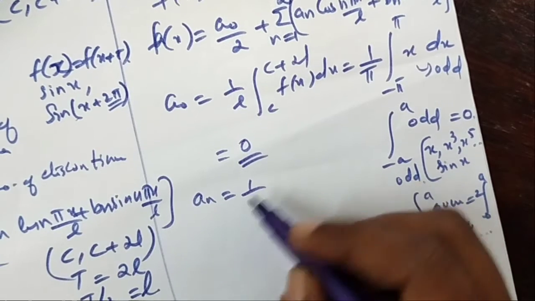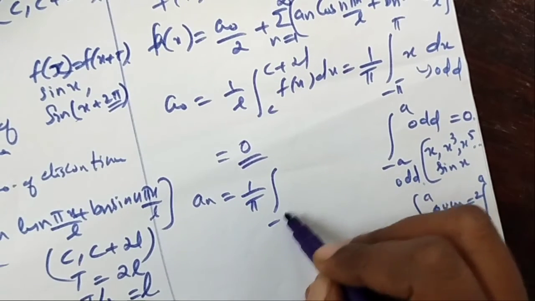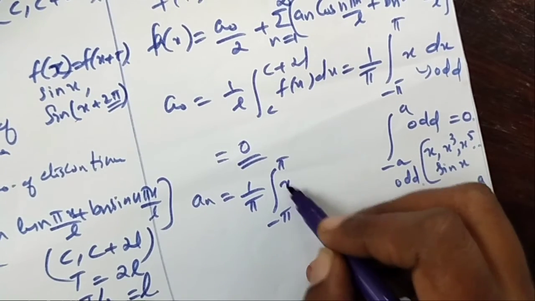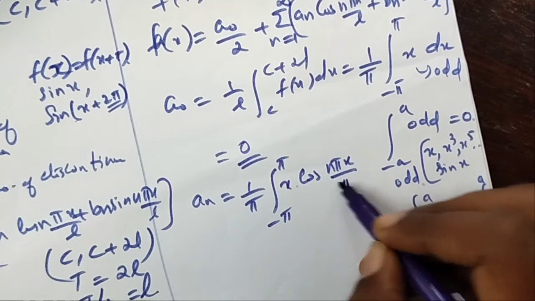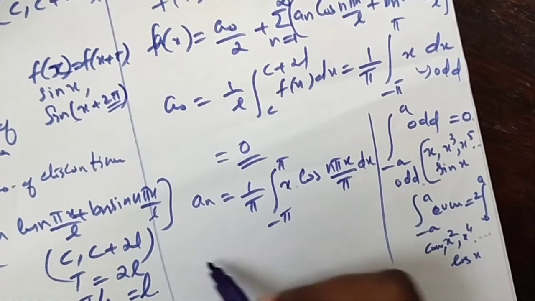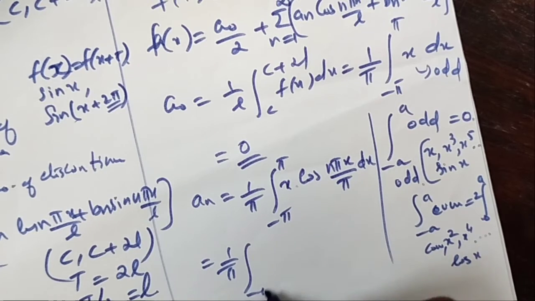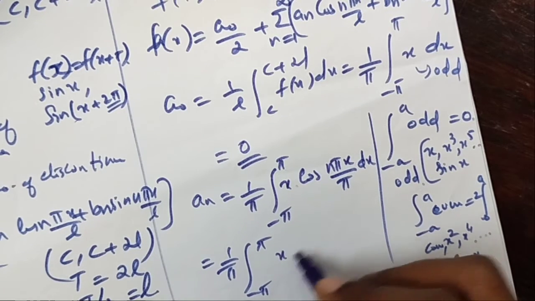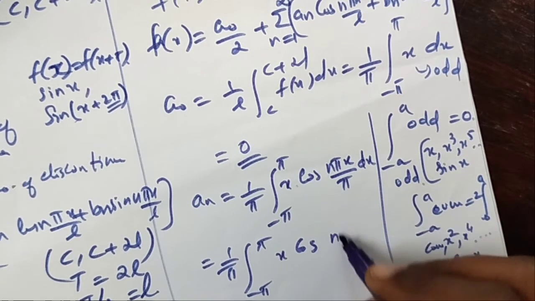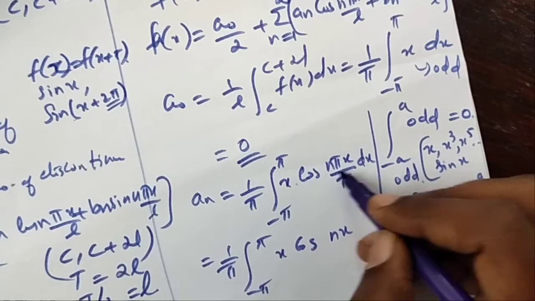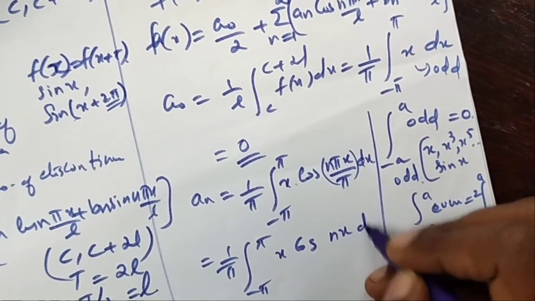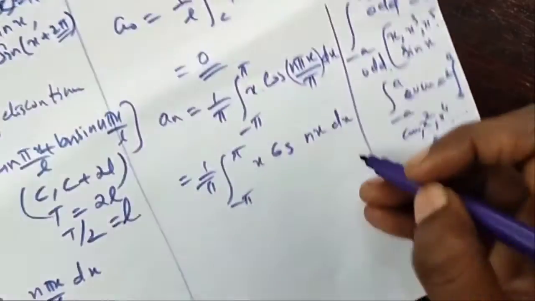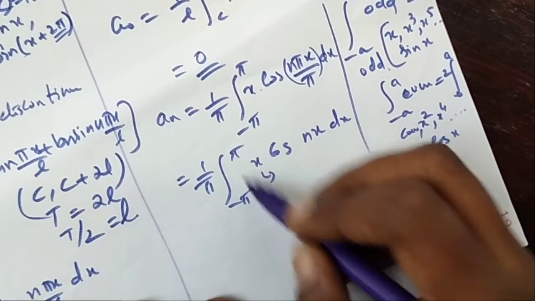So what is an? It is 1 by L times the integral from minus pi to pi of f of x into cos n pi x by L. L is also pi. So it is 1 by pi integral minus pi to pi x into cos nx. So this pi is dividing with this term only, not throughout. So cos nx dx.